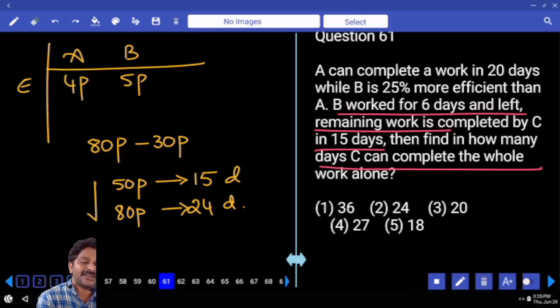Or take the vertical relation. 50-80, what is the ratio? That means right hand side also it has to be 5:8 ratio. 5 parts is 15, 8 parts is 24.